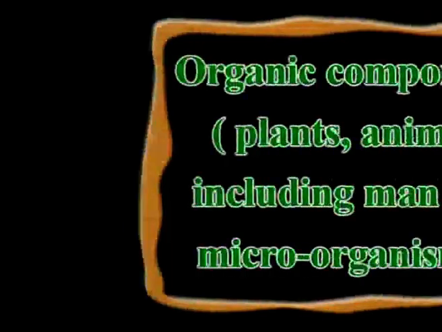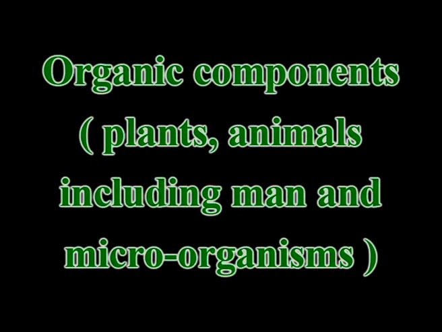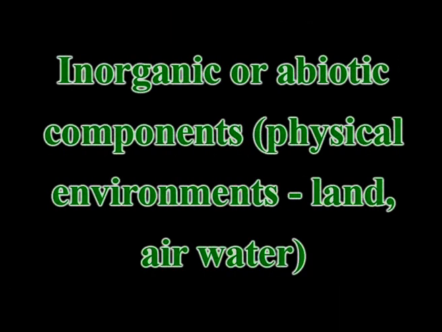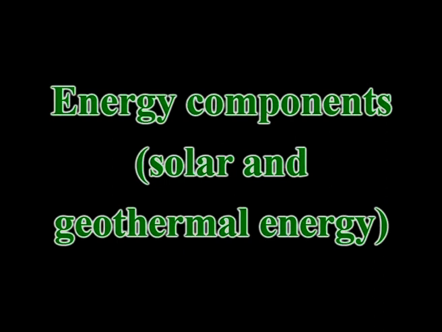Everything in the biosphere is basically composed of three components, namely organic components, which include plants, animals and microorganisms; inorganic or abiotic components, which include the physical environment, land and water; and third, energy components, which include solar and geothermal energy. These three components are mutually interdependent and are interrelated through a series of large-scale cyclic mechanisms which make the input-output mechanism.